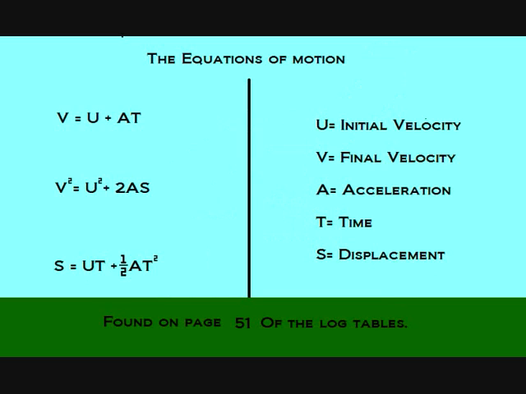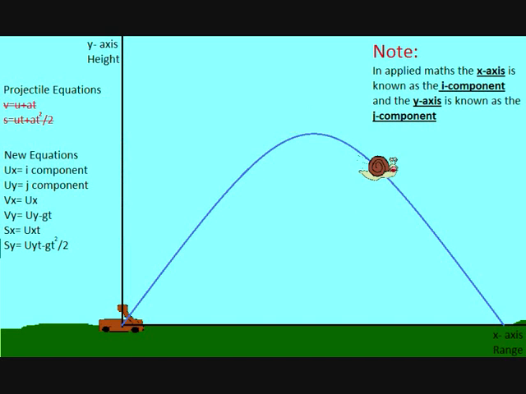On the left are the equations of motion. These are used in most areas of applied maths. The letters' meanings are shown on the right, and as it says below, these can be found on page 51 of the log tables. These equations need to be changed for projectiles across a horizontal plane.